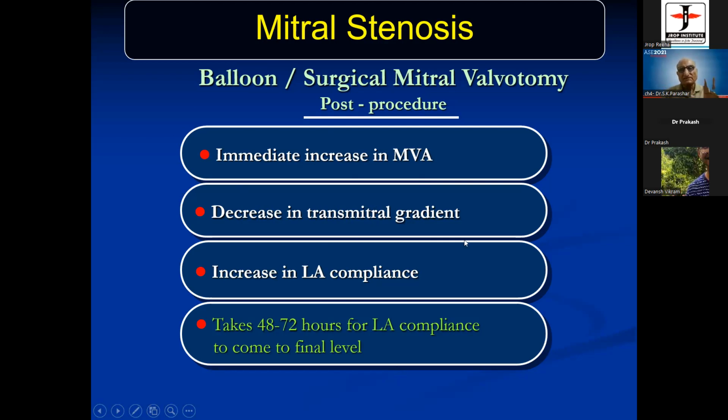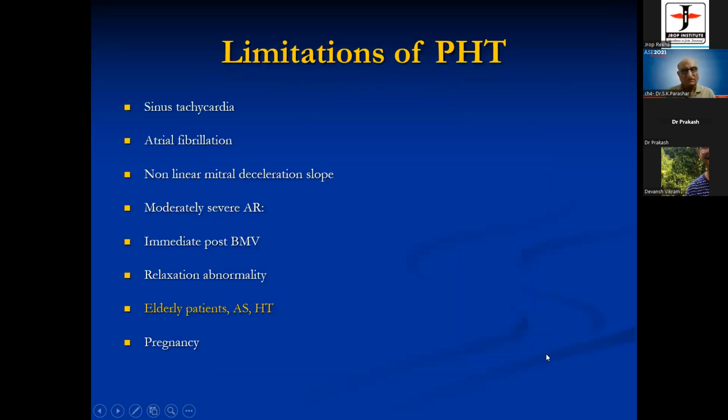So that is just to tell you that don't decrease it also. Elderly patient, don't worry, when aortic stenosis is taught it will be there. So the most common you will get is sinus tachycardia, atrial fibrillation, non-linear slope, moderately severe MR, and mild MR, mild AR will not affect the moderately severe, immediate post-balloon mitral valvotomy, and then some other things.